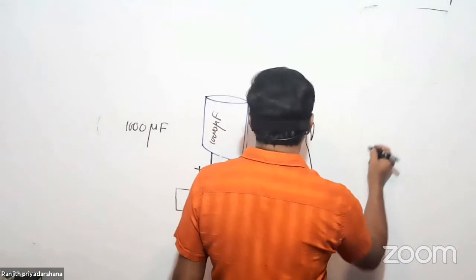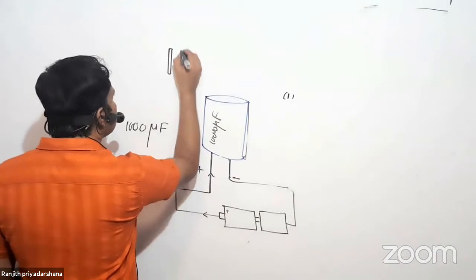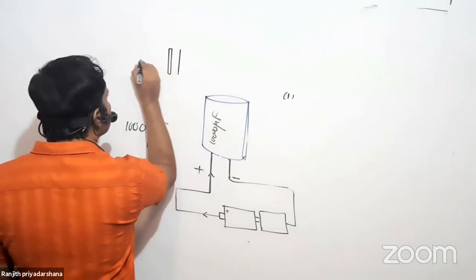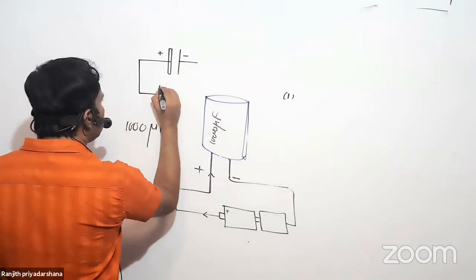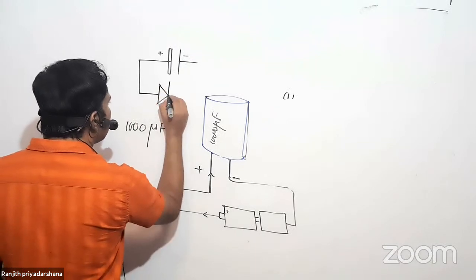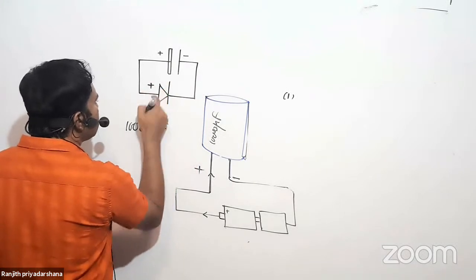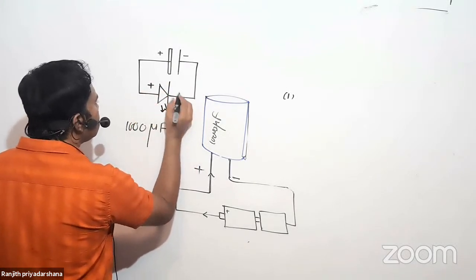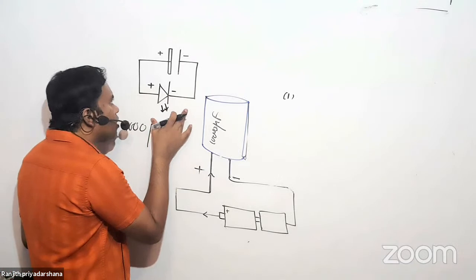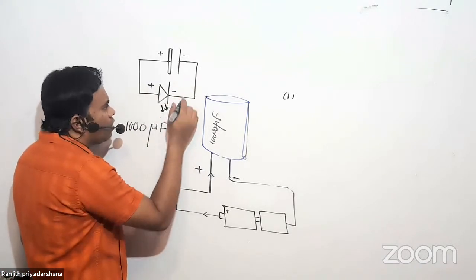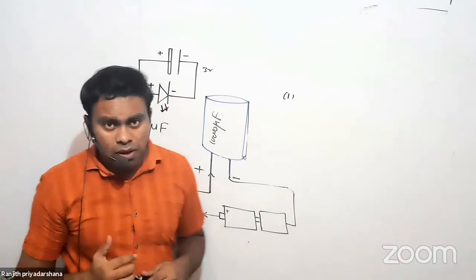A student may have connected it like this. This is the capacitor. Positive to positive, and negative to negative of the light emitting diode. If it is connected like this and the voltage is enough, around 3 volts of supply, the LED lights up.